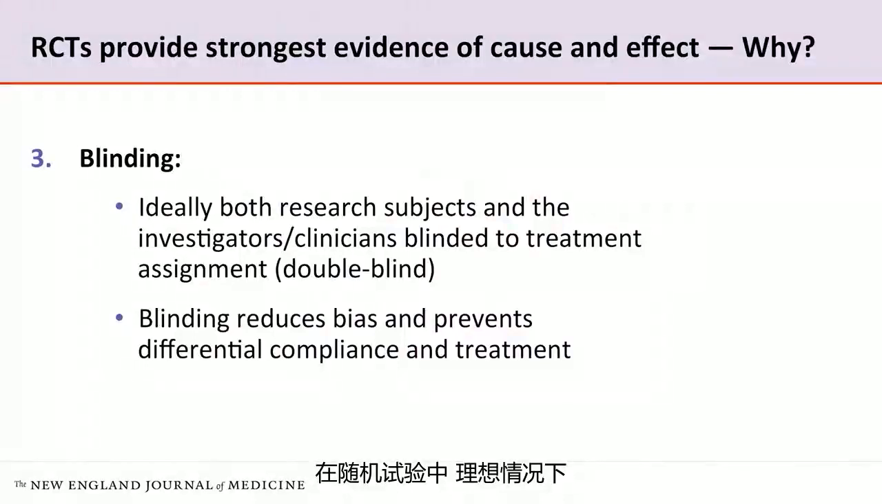The third reason randomized trials provide strong evidence is blinding. In randomized trials, ideally both research subjects and investigators are unaware of treatment assignment. This is referred to as a double-blind trial. Blinding helps reduce bias in the care and assessment of patients. It helps prevent differences between the study arms in patients' adherence with care, in clinicians' treatment of patients, and in investigators' assessment of outcomes.